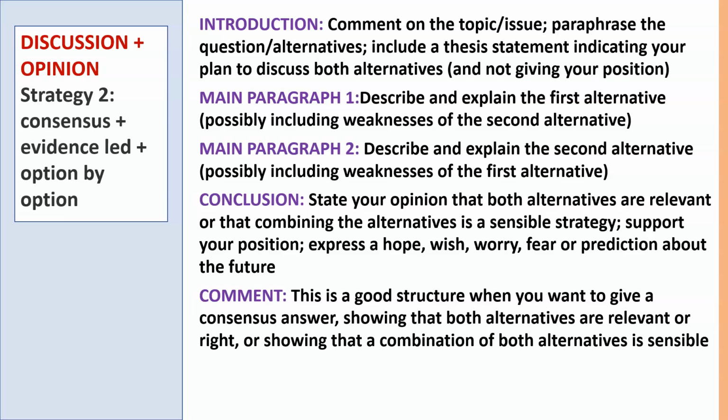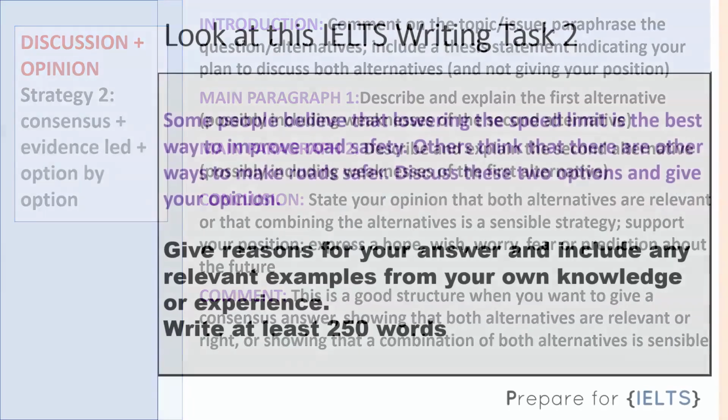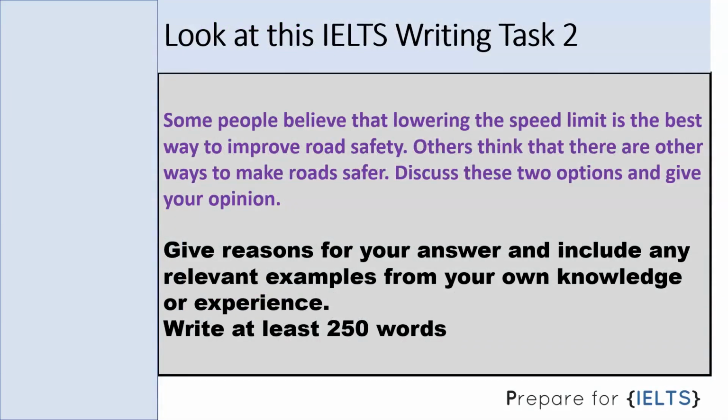And this is a good structure when you want to give this consensus answer, showing that both alternatives are relevant and right, or showing that they can be combined, and doing this is sensible. So let's have a look at examples of this type of essay. Some people believe that lowering the speed limit is the best way to improve road safety.